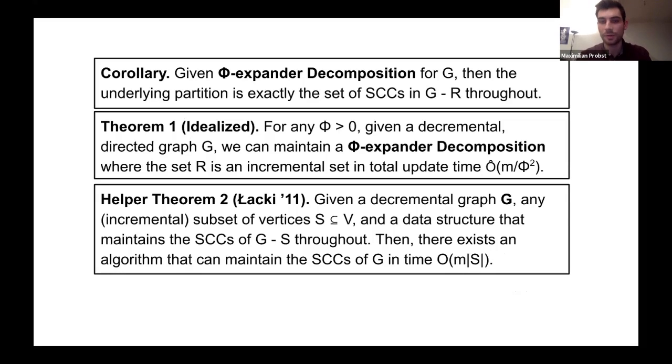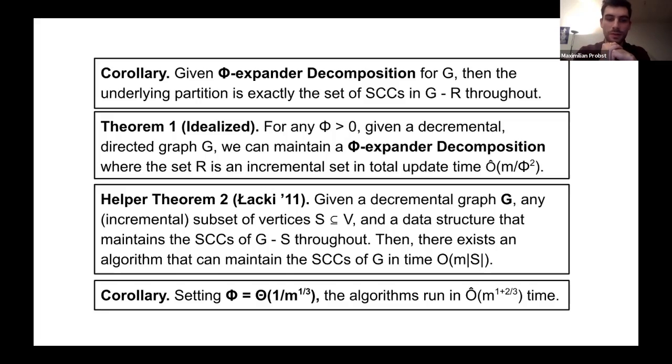And then there's this helper theorem from Wulff-Nilsen that essentially says that deleting a few vertices from your graph is actually fine if you can then find the SCCs in the graph G minus these vertices. So in particular, you have a vertex set S that you can remove from the graph, and if you can maintain the SCCs of G minus S, then there exists a lifting lemma such that you can find the SCCs of G in time m times the number of vertices you remove.